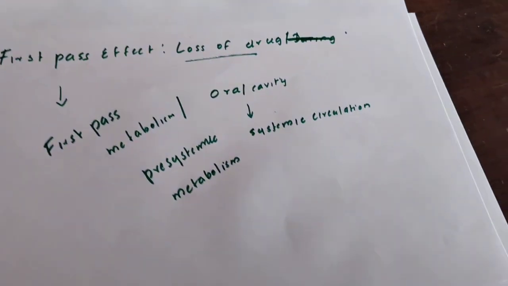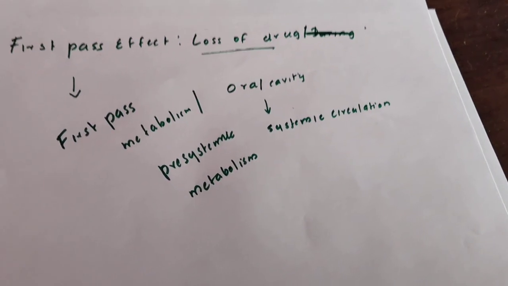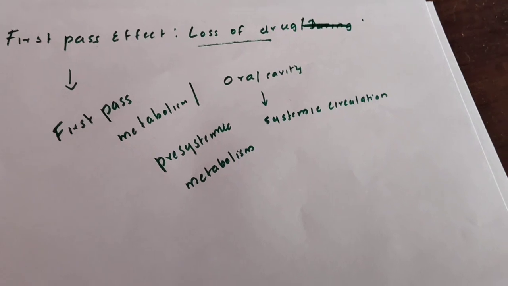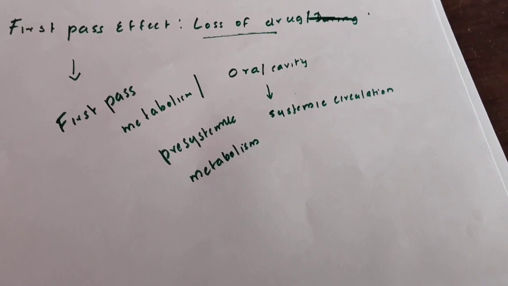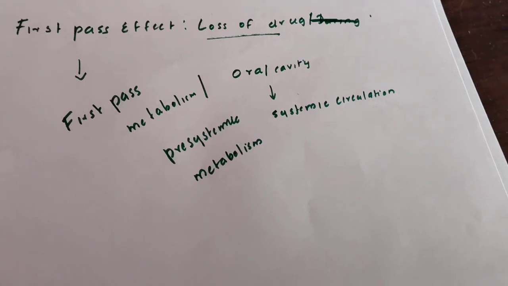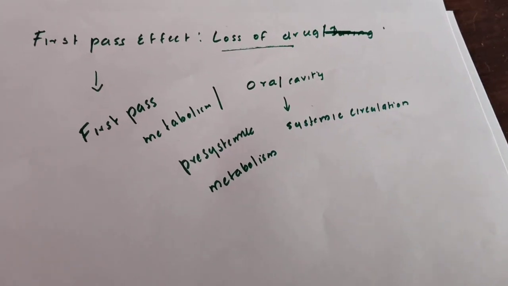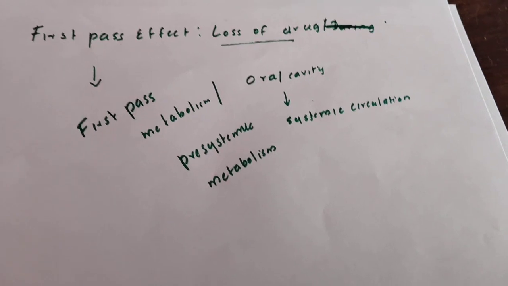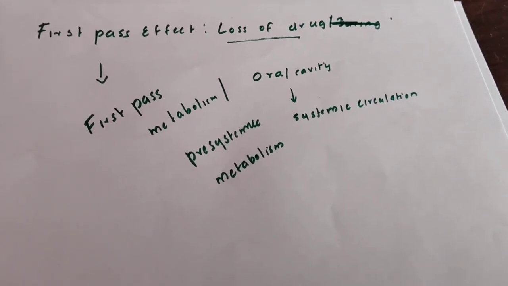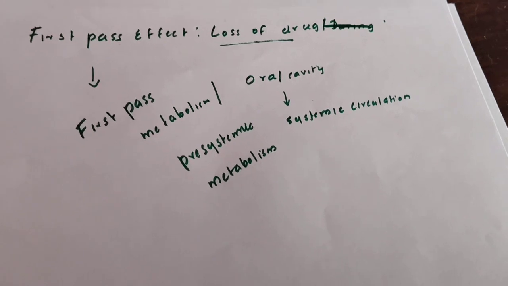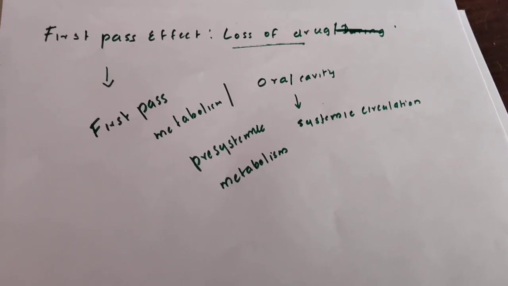So first pass effect means what? It is the loss of drug while it travels; imagine that you consume a drug orally, and until it reaches the systemic circulation there will be a loss of drug. Only a portion of the drug reaches the systemic circulation. Before that, it is lost in the intestine and liver. That loss is termed the first pass effect. The other names are first pass metabolism or pre-systemic metabolism, because in some question papers this can be asked as a 2 mark question. First pass metabolism, pre-systemic metabolism and first pass effect are the same.